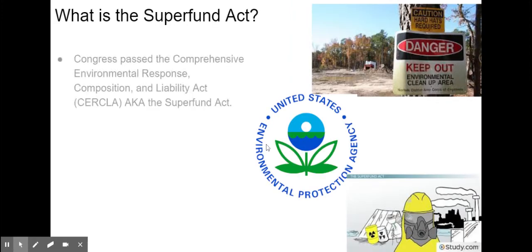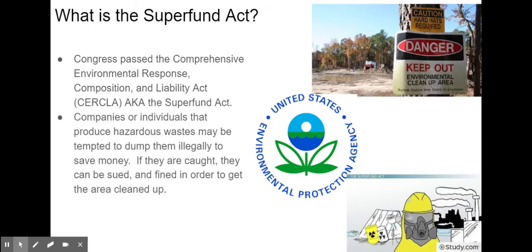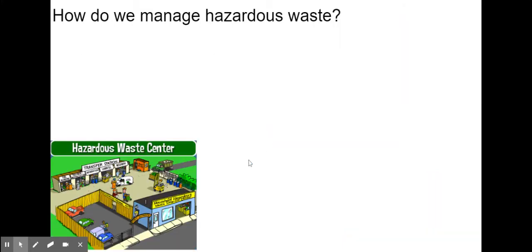What is the Superfund Act? Congress passed the Comprehensive Environmental Response, Compensation and Liability Act, aka the Superfund Act. Companies or individuals that produce hazardous wastes may be tempted to dump them illegally to save money. If they are caught, they can be sued and fined in order to get the area cleaned up.